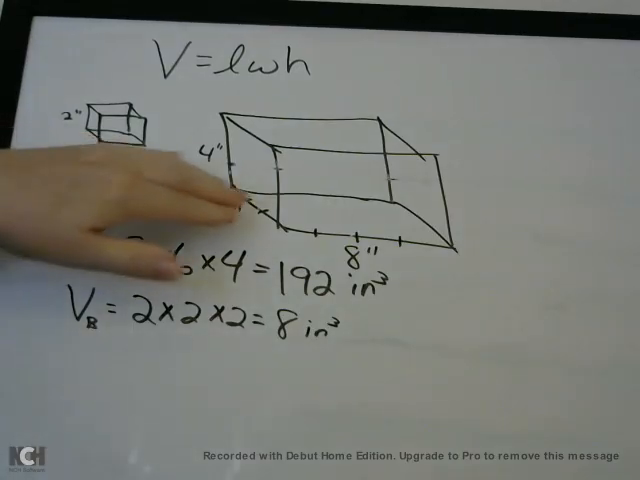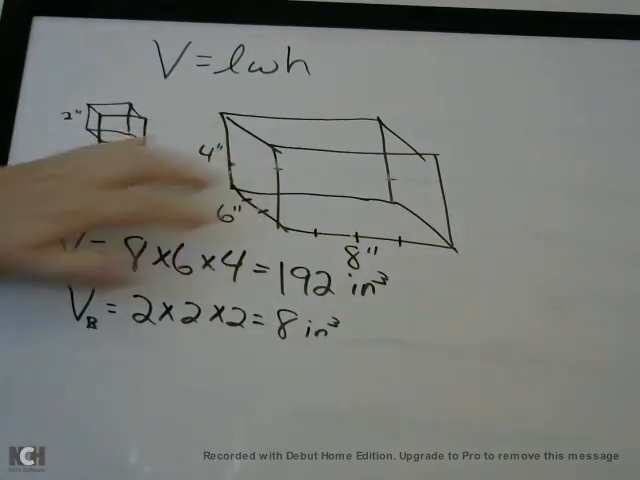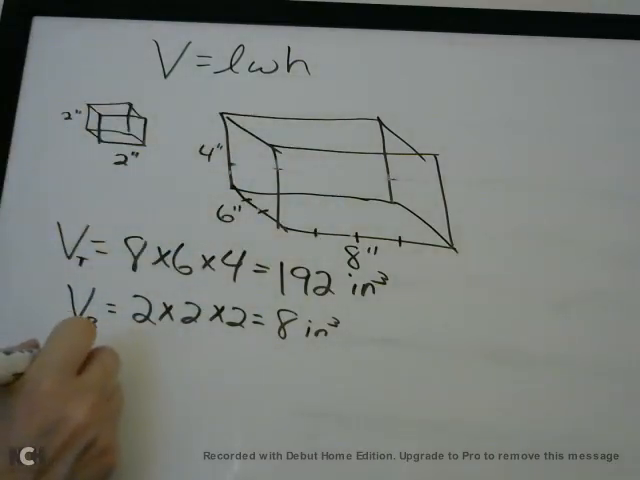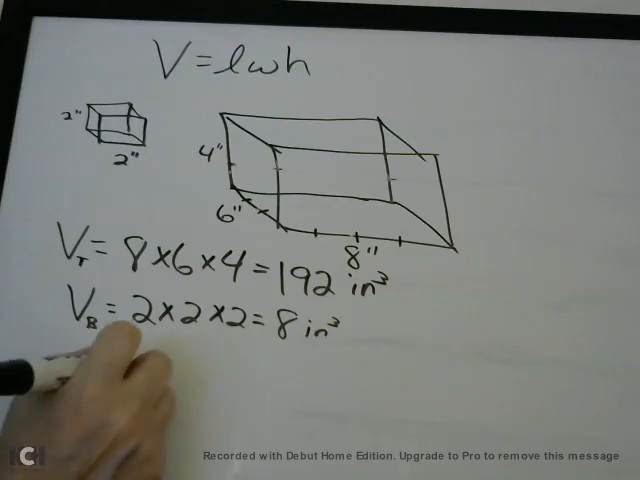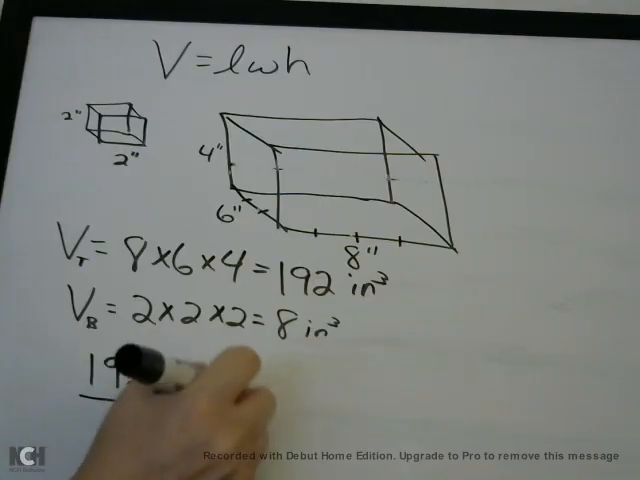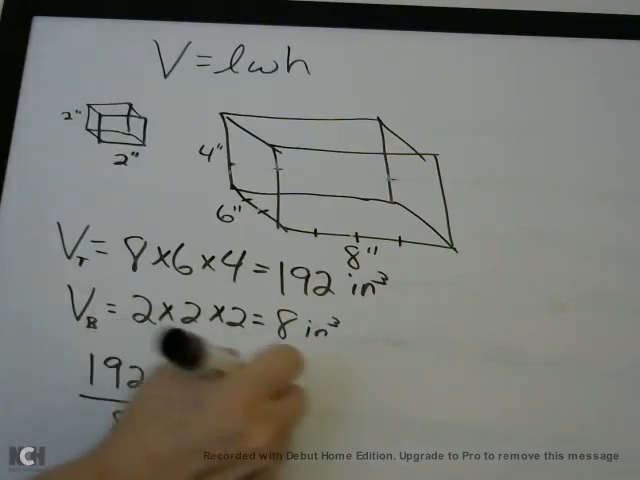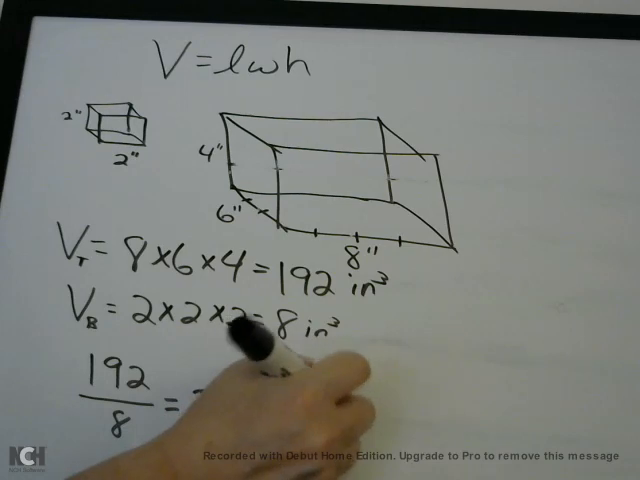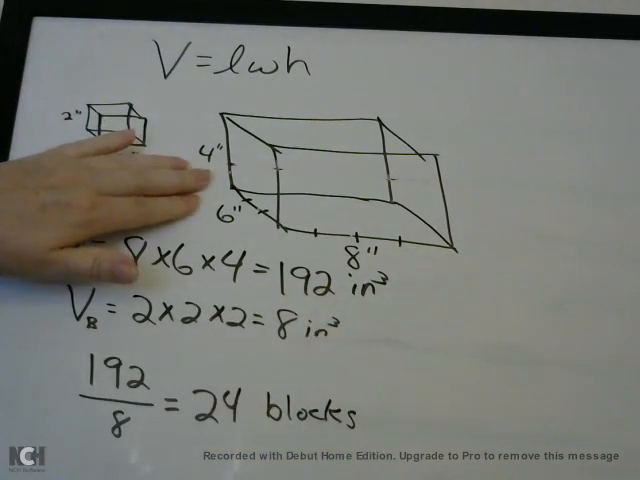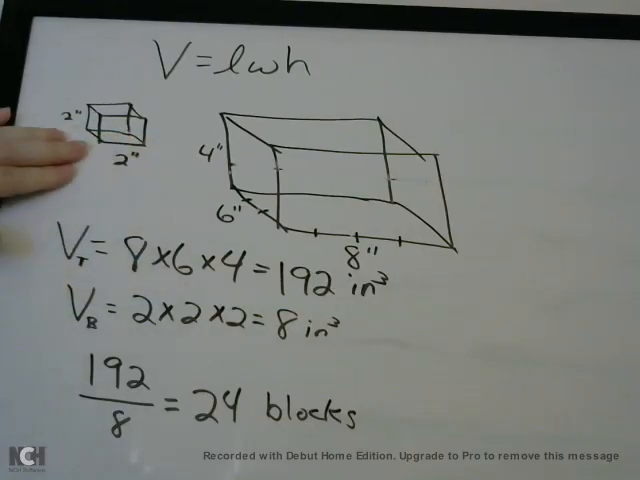So how many of these go into the larger box? You just divide the larger box by this. So the volume, or sorry, the number of blocks is 192 divided by 8, which gives you 24 blocks. And remember, that's the same answer we got when we were trying to just figure it out logically. So all we did, we found the volume of the larger box, we found the volume of the smaller one, and then just divided this divided by that, and it'll give you how many blocks will fit in there.